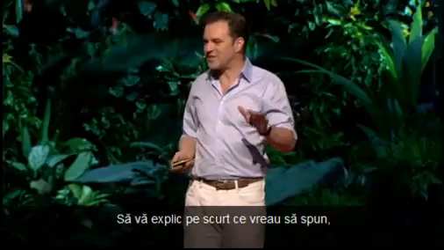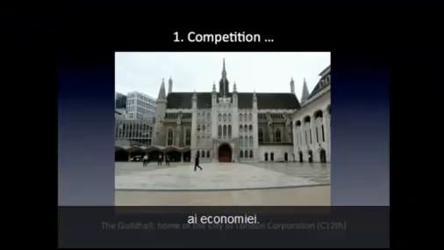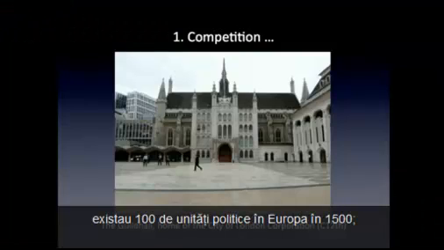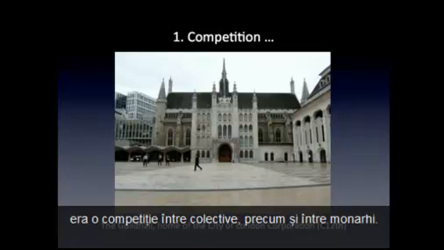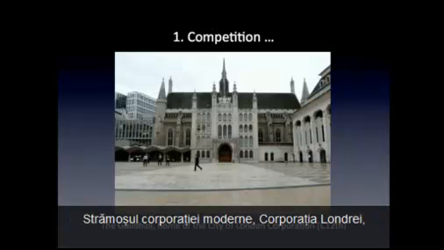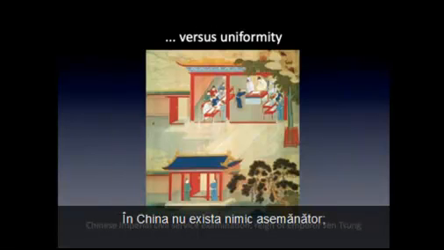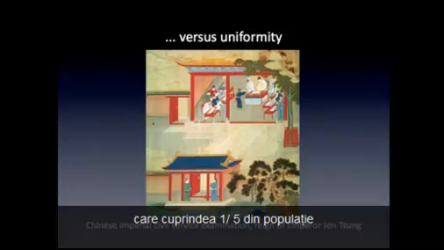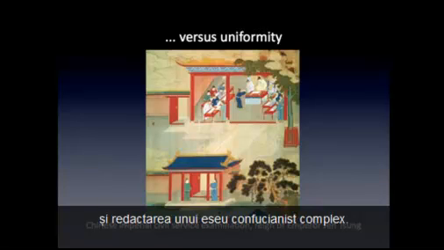Let me very briefly tell you what I mean by this, synthesizing the work of many economic historians in the process. Competition means not only were there 100 different political units in Europe in 1500, but within each of these units there was competition between corporations as well as sovereigns. The ancestor of the modern corporation, the City of London Corporation, existed in the 12th century. Nothing like this existed in China, where there was one monolithic state covering 1/5 of humanity, and anyone with any ambition had to pass one standardized examination, which took 3 days and was very difficult and involved memorizing vast numbers of characters and very complex Confucian essay writing.